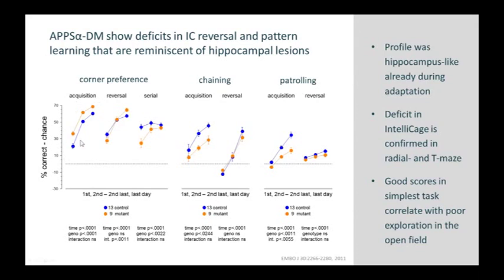And the further difference compared to the hippocampally lesioned animals is that these mutants actually perform slightly better in the most simple version of the task, which is probably related to their reduced exploratory drive, which was also evident when we tested them in a classical open field test.